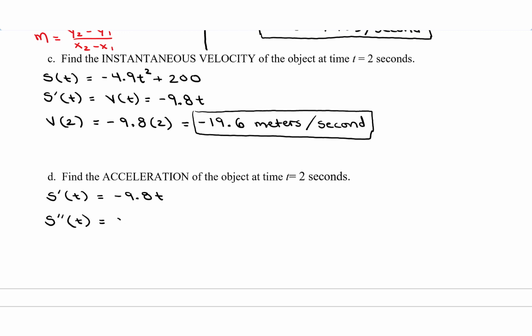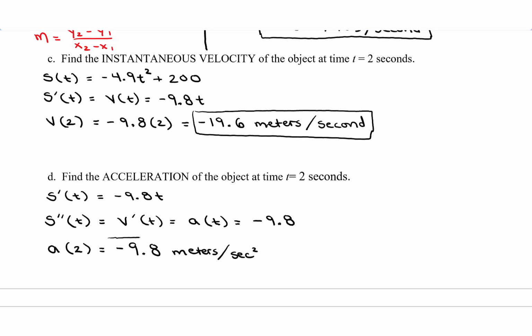We are going to get our second derivative from our first derivative of s of t. So s double prime of t is going to be equal to v prime of t, which is equal to a of t, which equals negative 9.8. So a of 2 is going to be equal to negative 9.8. And our units for acceleration are going to be meters per second squared. This represents a rate of change of our velocity function. We're going to go ahead and box our answer in.